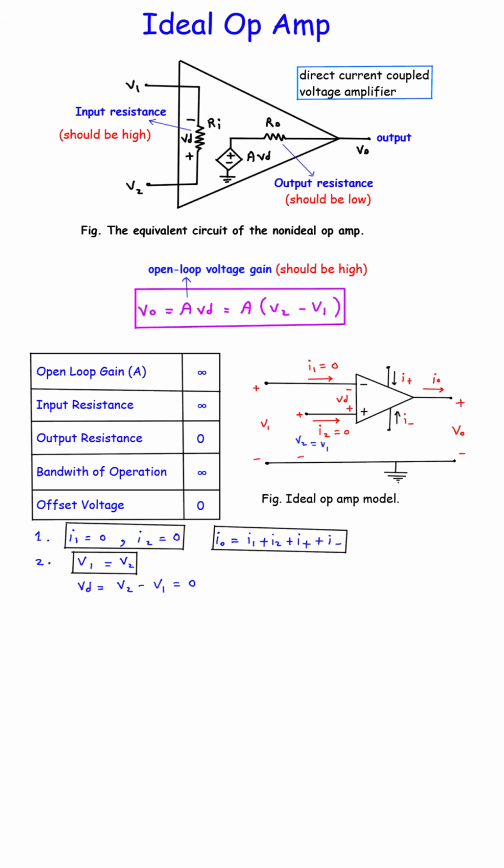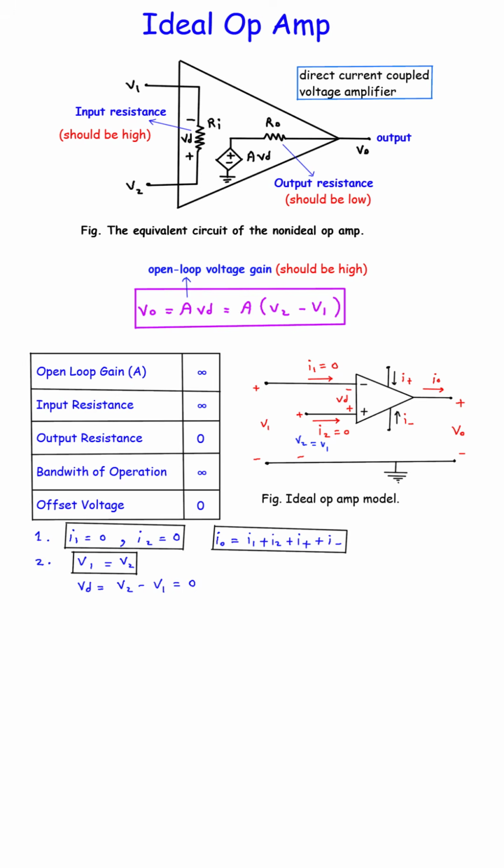The bandwidth of an ideal op-amp is infinite, which means it can amplify signals of all frequencies without distortion, whether they are low-frequency or high-frequency signals. Also, the offset voltage, which is the small voltage needed between the input terminals to make the output zero, is also considered to be zero in an ideal case.